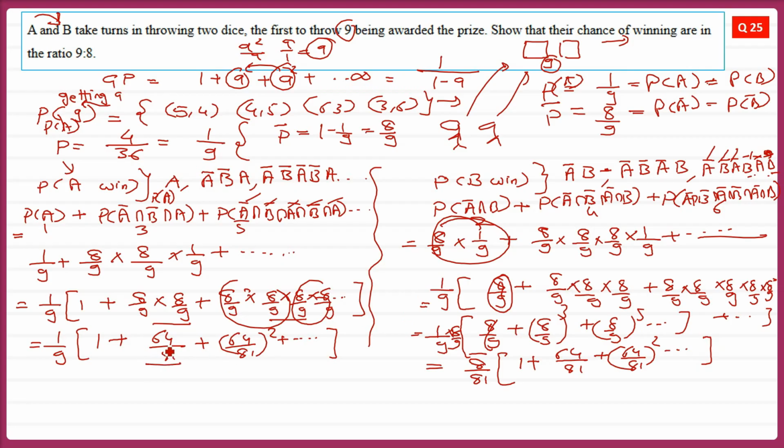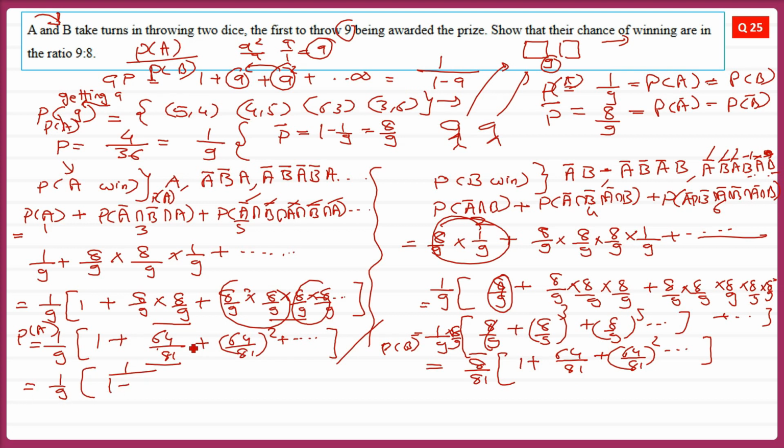Now what do you see here? After 1 by 9 and after 8 by 81, the remaining parts are the same. One is PA, one is PB. We eventually want to find the ratio, PA by PB is what is being asked from us. So just divide these two. When you divide these two, the second part of each term, which is 1 plus 64 by 81, 64 by 81 whole square, will get cancelled. But we need to compute it.